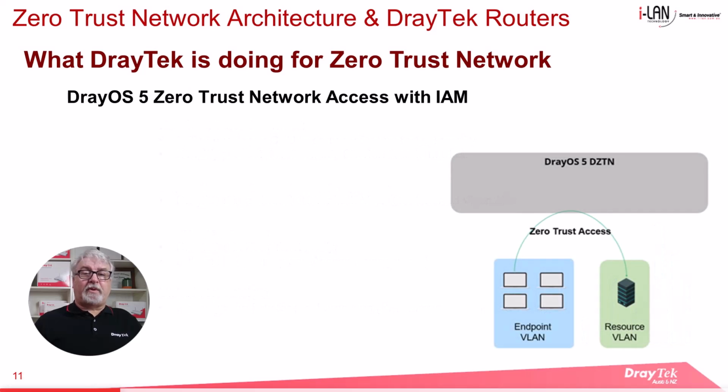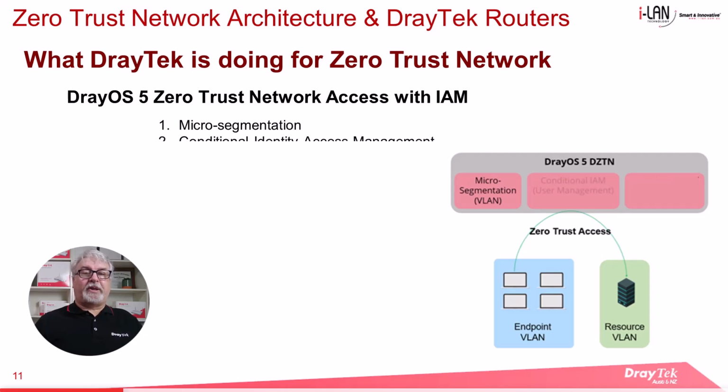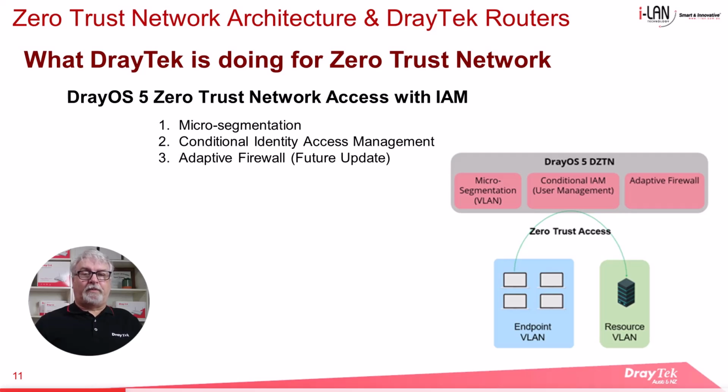In a nutshell, DrayTek will use three features to deal with identity access management. 1. Micro-segmentation. 2. Conditional identity access management. 3. Adaptive firewall. This is a feature planned for the future, which I'll explain more about shortly. So each user on a VLAN needs to be identified before getting access to one resource. If another resource is needed, then another authentication will be needed, depending on the configuration for that resource. For some, you might not want that.